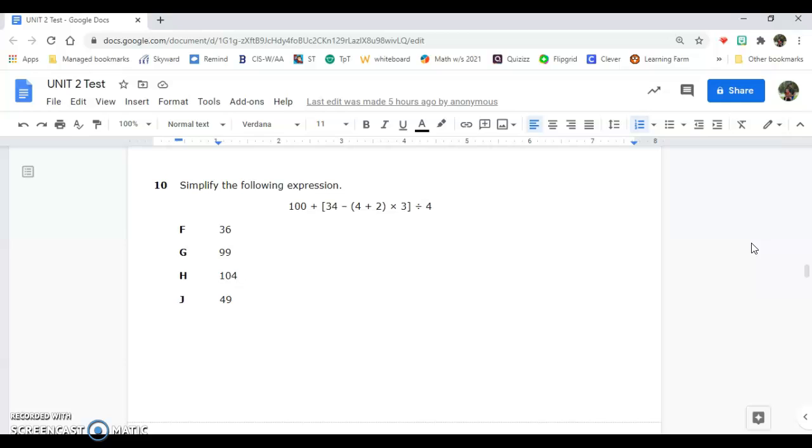Number 10, simplify the following expression. Remember, that means solve.